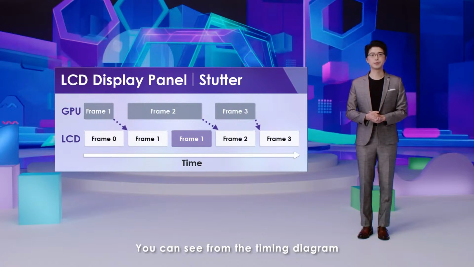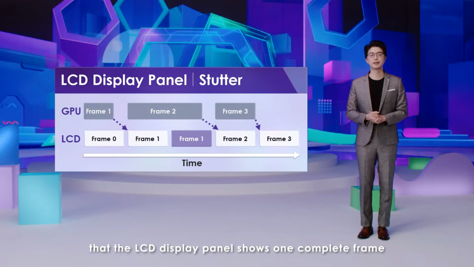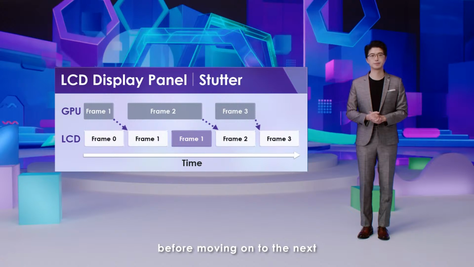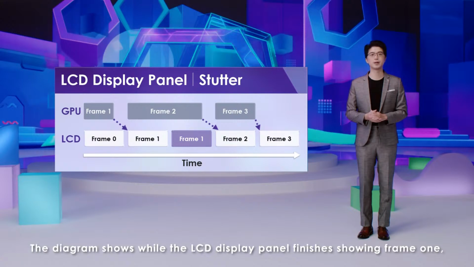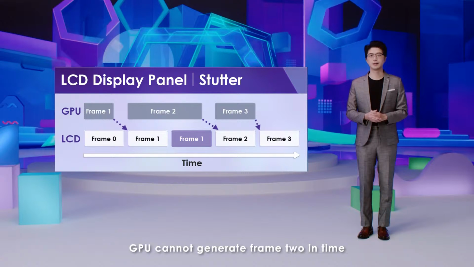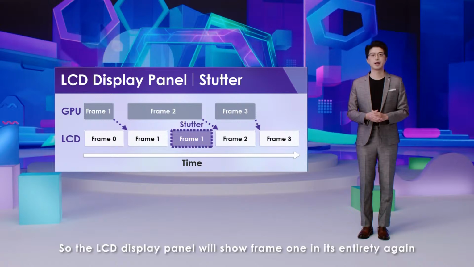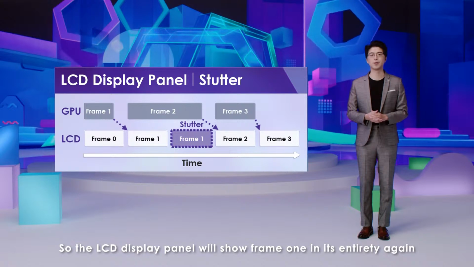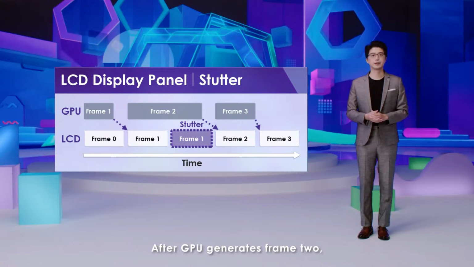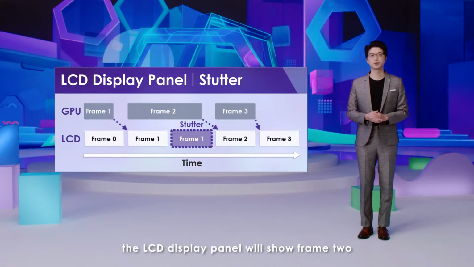You can see from the timing diagram that the LCD display panel shows one complete frame before moving on to the next. The frequency is fixed. The diagram shows while the LCD display panel finishes showing frame 1, the GPU cannot generate frame 2 in time. So the LCD display panel will show frame 1 in its entirety again. After the GPU generates frame 2, the LCD display panel will show frame 2.